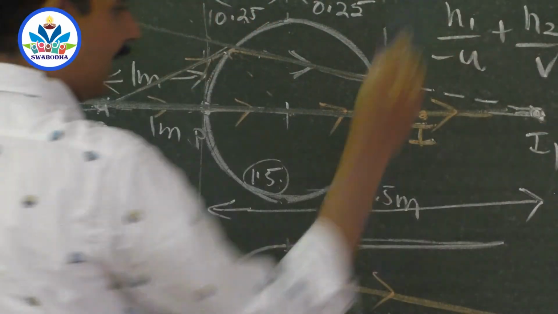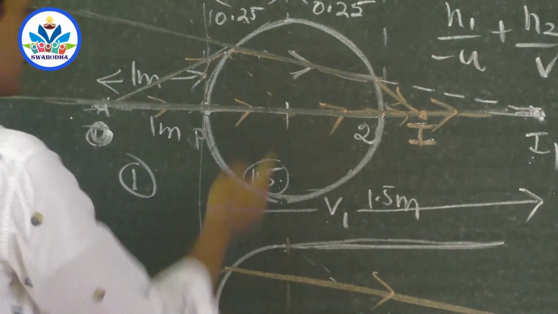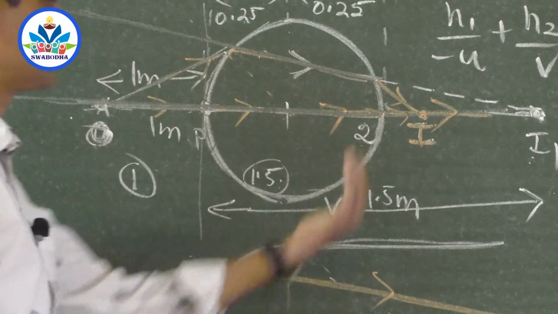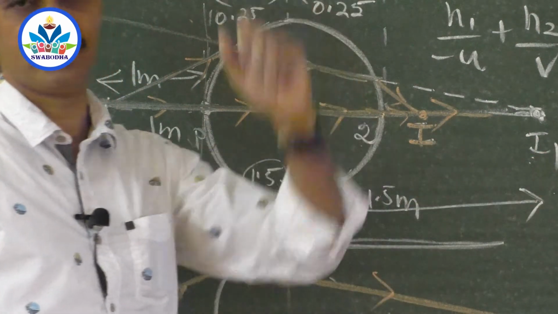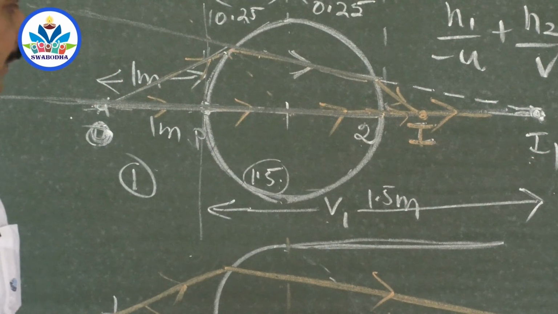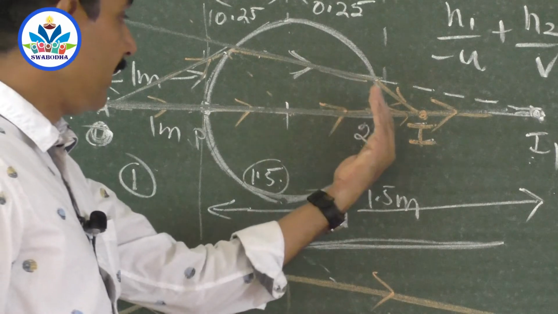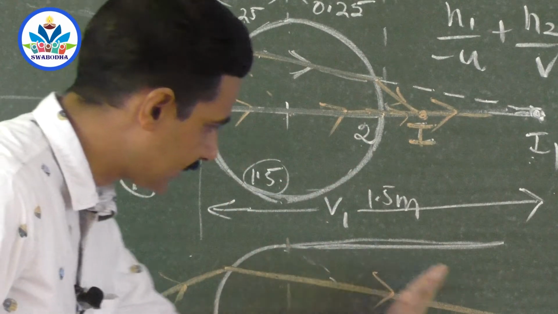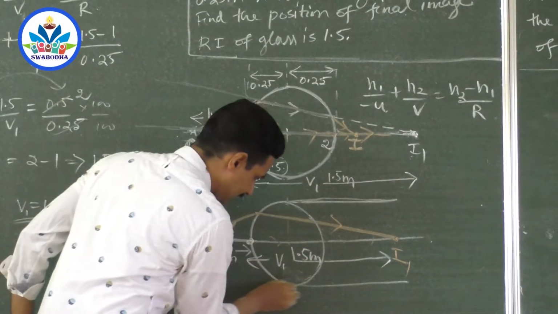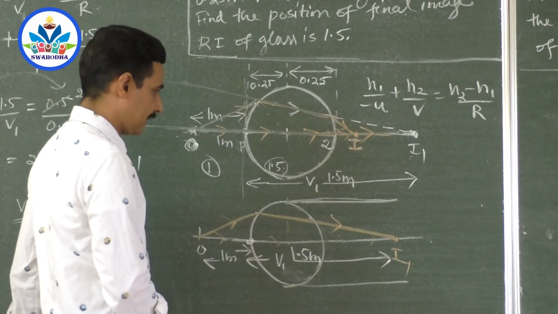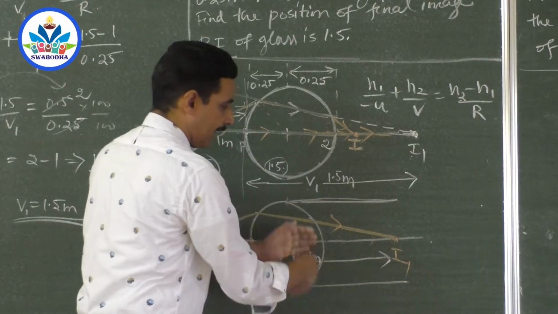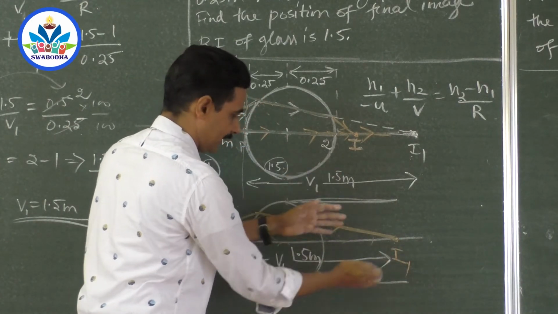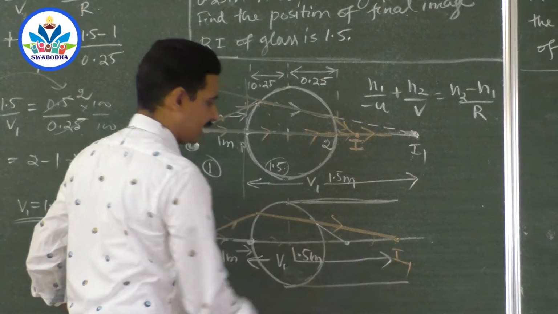Definitely they meet here, right? So this is the image of the first surface, but for the second surface it acts like an object. This is the beauty of this problem. So the image formed by the first surface here, when you cut this glass sphere and remove the other part, immediately air occupies this space and the ray gets bent here and the final image is formed.